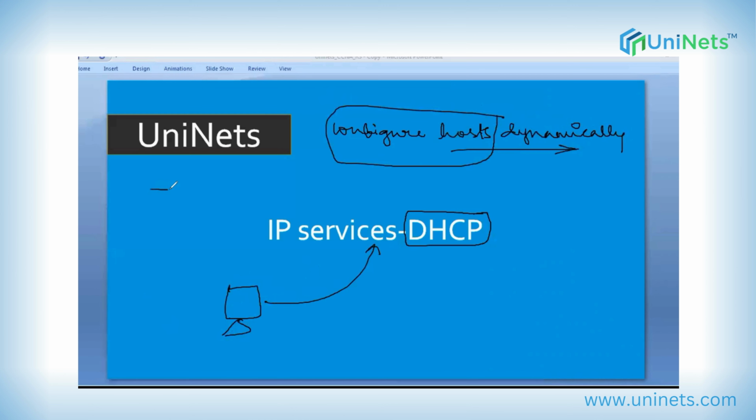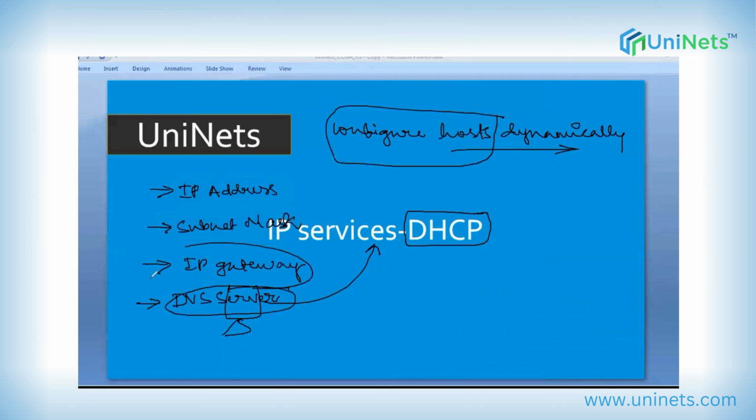That is IP address, subnet mask, gateway, default gateway, right? And if DNS, then who is the DNS server address? These are some very basic configurations we need to do in order to make a host connect to the network.